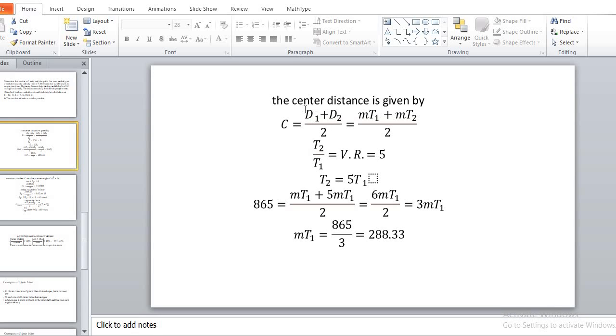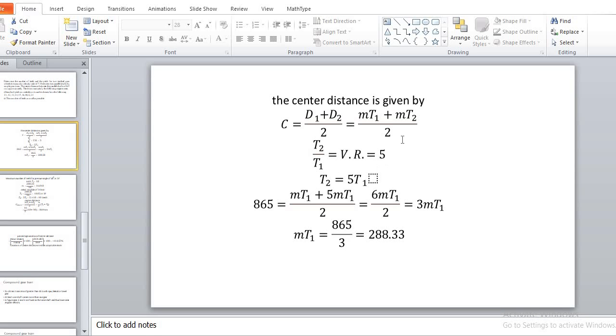So d1 we can write as m t1 in terms of the module, and d2 we can write as m t2, divided by 2. Now the velocity ratio is given, and there are only two gears. So we can write t2 by t1 is equal to the velocity ratio, which is 5. It is given. Now from this equation we can calculate t2 in terms of t1 as 5 t1.